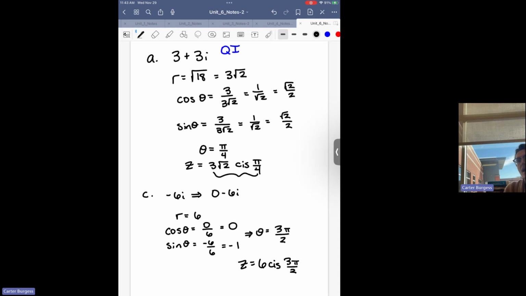Questions here with our converting from rectangular complex numbers to polar complex numbers. Hopefully it's exactly the same as what we were doing with the points, just now in a slightly different form. So hopefully if we felt good about 6-1, we're feeling pretty good about this.